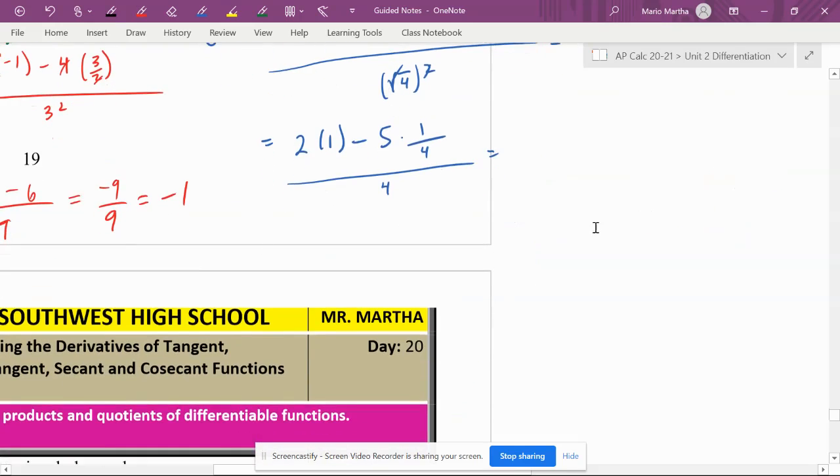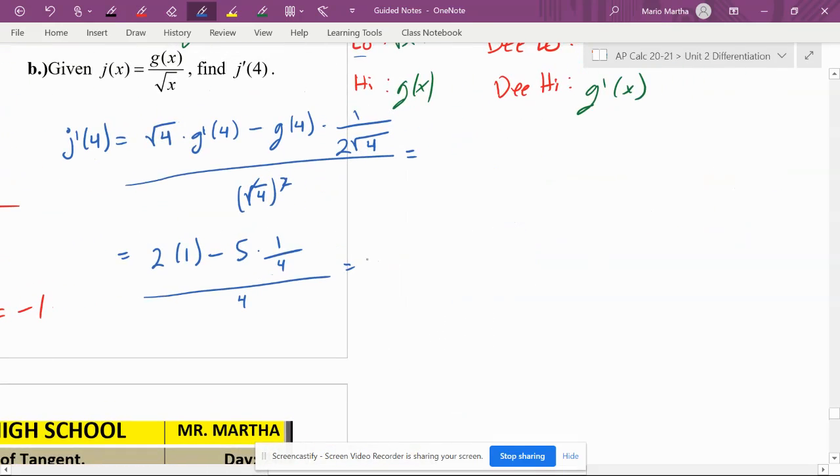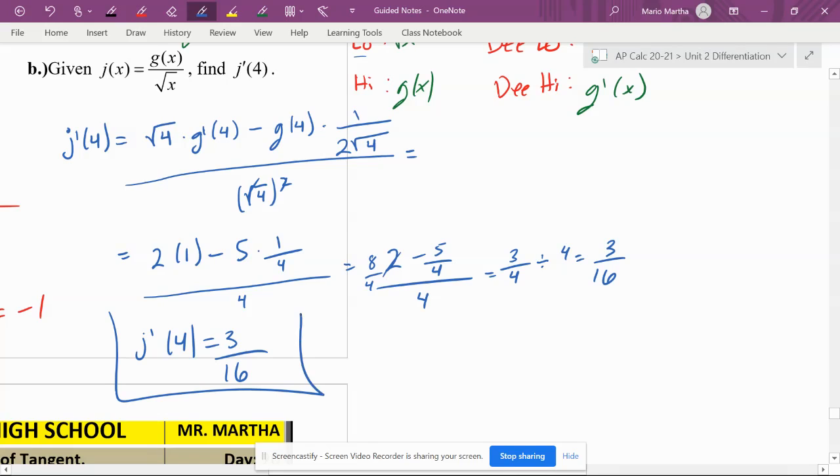So from here, we just want to simplify. That's going to give us 2 minus 5 over 4, everything divided by 4. Again, this is the same as 8 over 4, right? So that's 3 over 4 divided by 4, which in this case would be just 3 over 16. So we can come to the conclusion that g prime at positive 4 equals 3 over 16. So that would be my slope at 4.